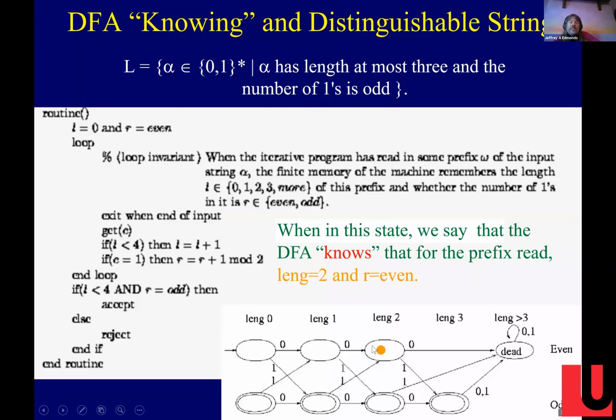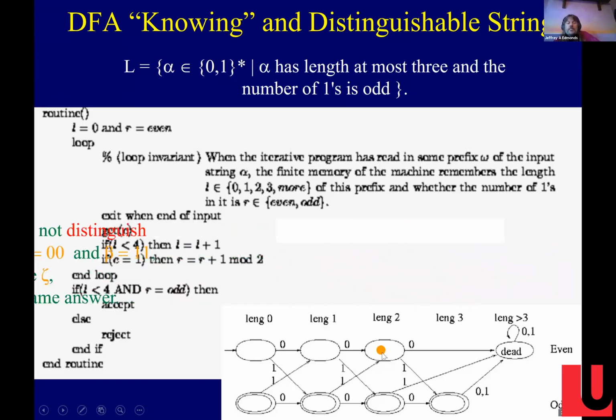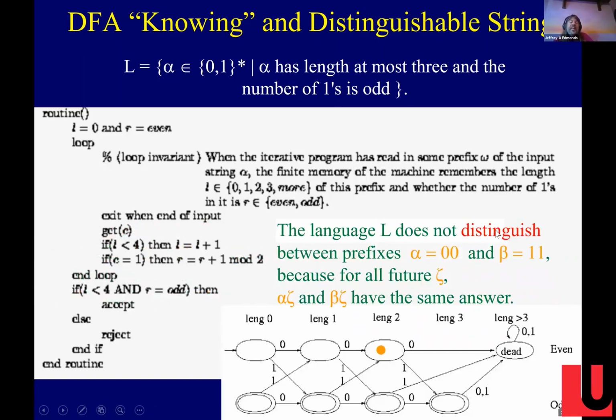In this state, what you know is all the strings that arrive there, right? And so now let's talk about the idea of a language distinguishing two strings. So the string 0, 0 and the string 1, 1: the machine doesn't distinguish them. The machine 0, 0 goes here and 1, 1 goes here. So the machine doesn't distinguish them.